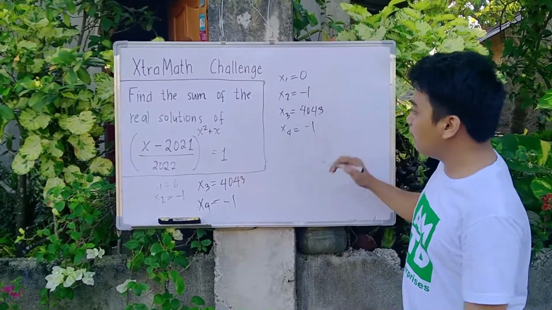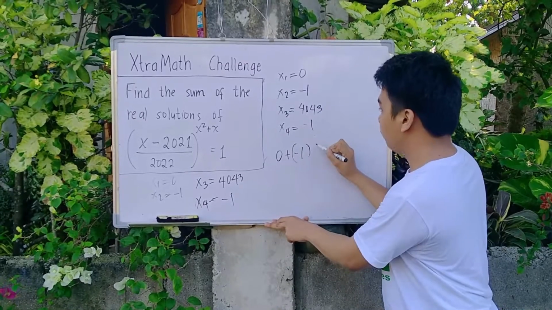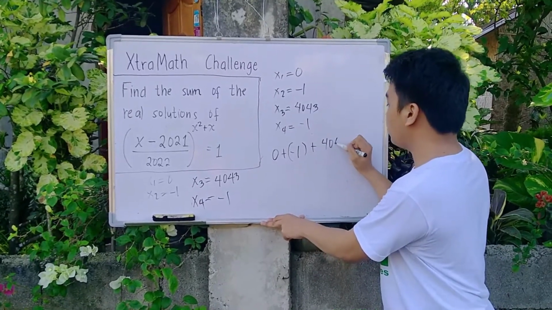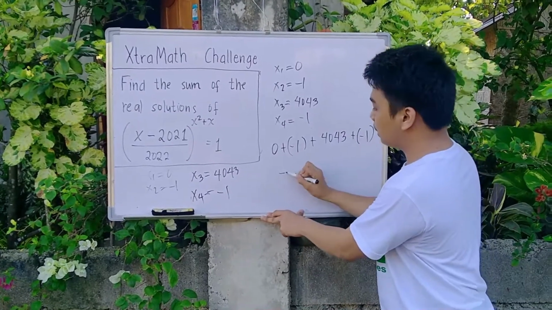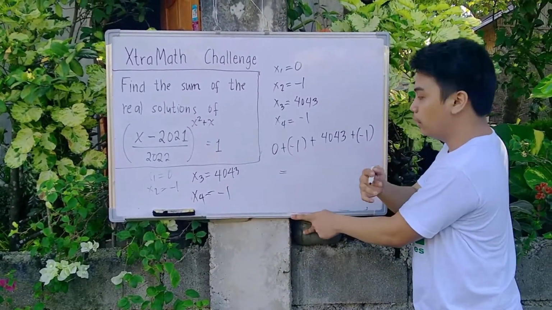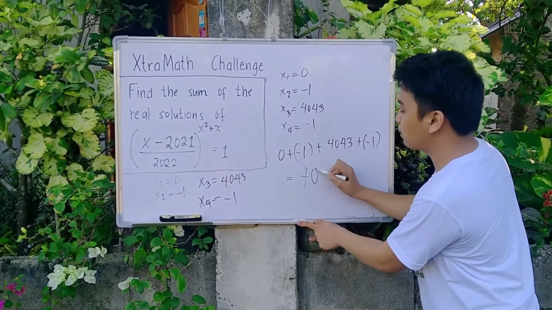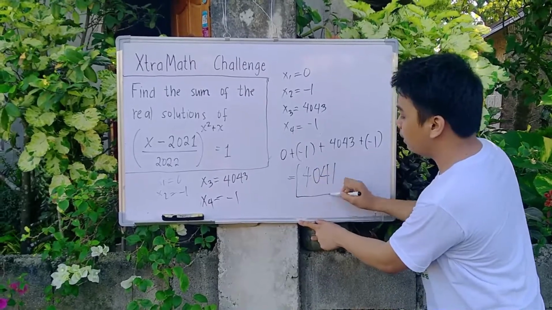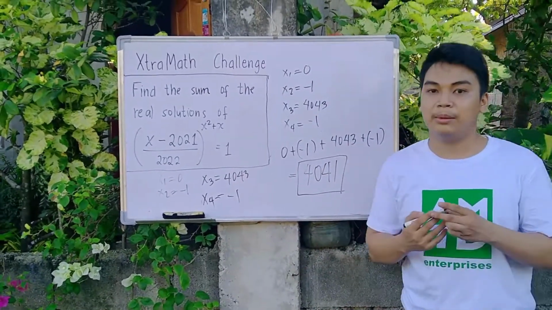So, if i-add natin ito, 0 plus -1 plus 4,043 plus -1, the result is -1 plus -1 is -2. Kapag i-add natin yan sa 4,043, the result is 4,041. And that's it. That's the final answer mga ka-Hobbiters.